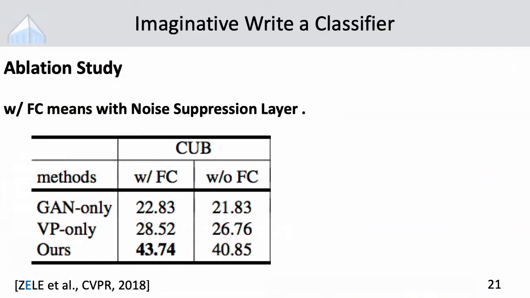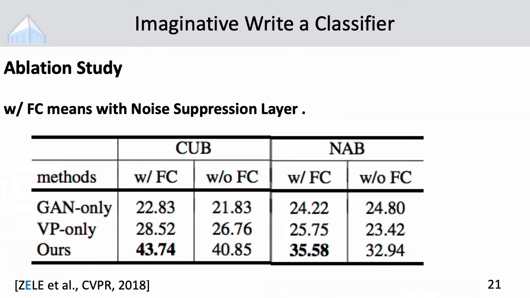The second row here on the CUB dataset shows the value of the additional noise suppression layer that you add on top of the text. We wanted to see if that additional layer has some value. So we did an experiment without this noise suppression layer, and the performance dropped by 3%, from 43 to 40%, and similarly for other components of the model as well. We also applied this to the NABirds dataset, which is a bigger one of about 500 species, and the observation is very similar.